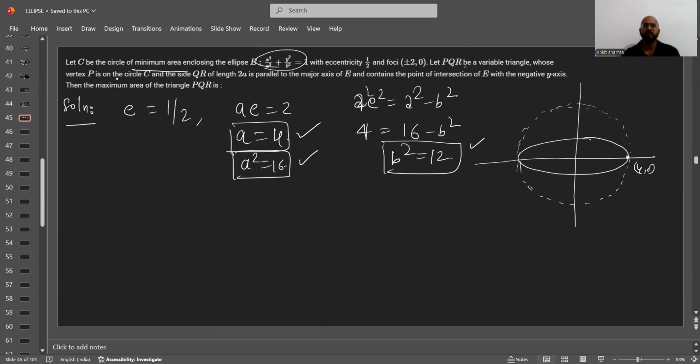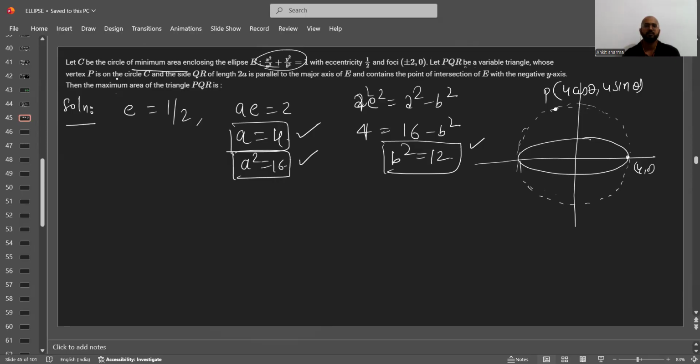So let PQR be a variable triangle whose vertex P is on the circle C. So I can just take point P here anywhere. So this is my point P, which turns out to be what? 4 cos theta, comma 4 sine theta. I can take any point here. Now what do we need?